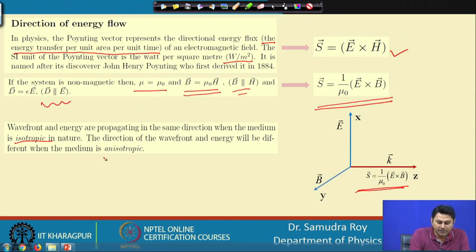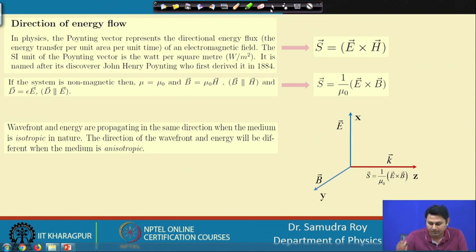But in the anisotropic case, we will find that k and S may not be in the same direction. That means the wavefront will propagate in one direction and the energy will propagate in another direction. So, there will be a mismatch, which we call walk off. We will discuss in detail where we have different directions for the k and S vectors.